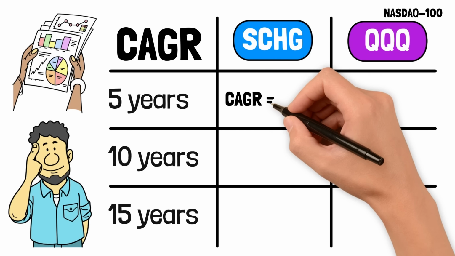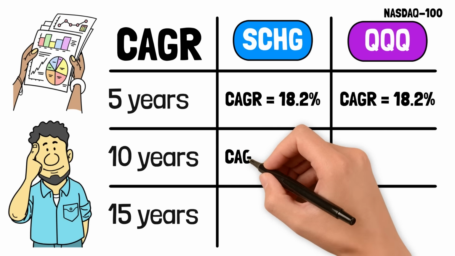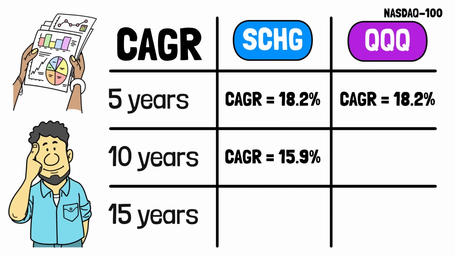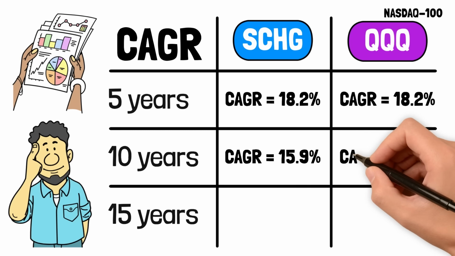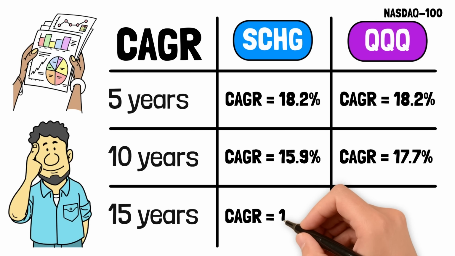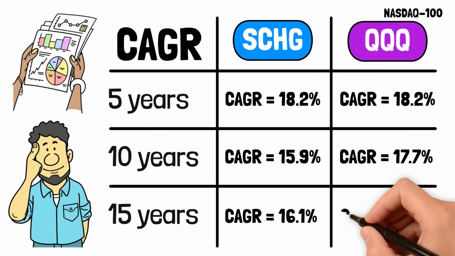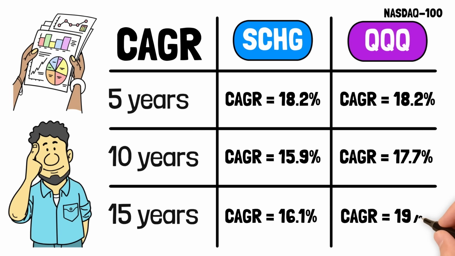Over 5 years, the race is incredibly tight. SCHG returned about 18.2% per year, while the QQQ proxy was nearly identical. Over 10 years, a gap appears. SCHG delivered a strong 15.9%, but the QQQ proxy pulled ahead with about 17.7% per year. Over 15 years, the gap widens further. SCHG's return since its 2009 inception is about 16.1% per year. Over a similar period, the QQQ proxy delivered a powerful 19% per year.